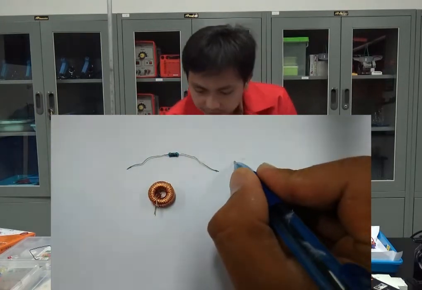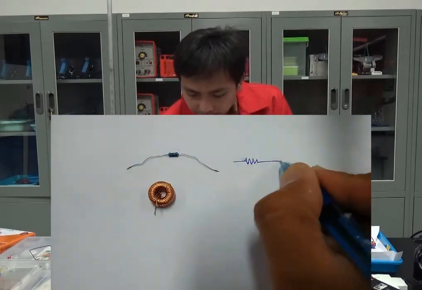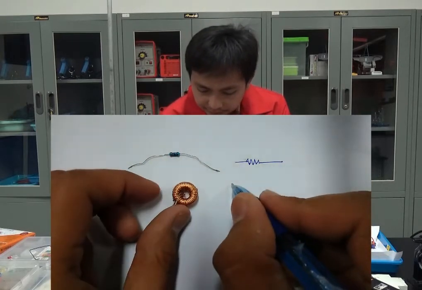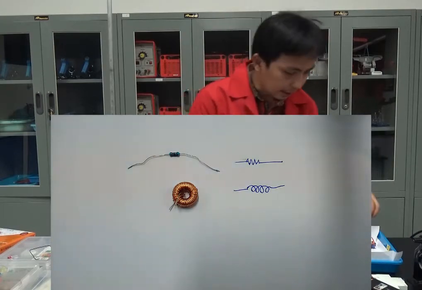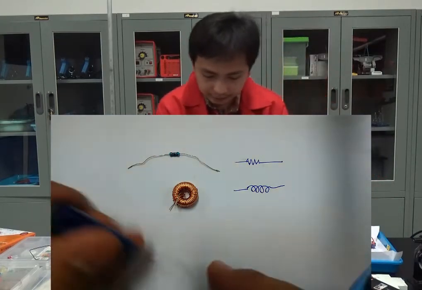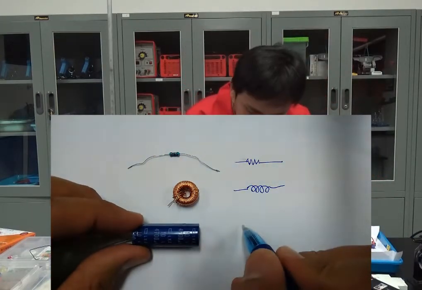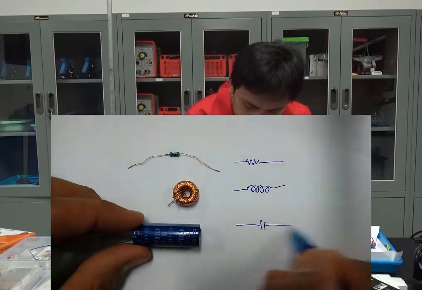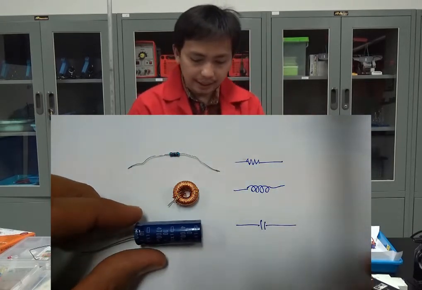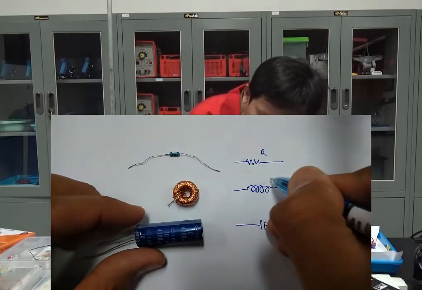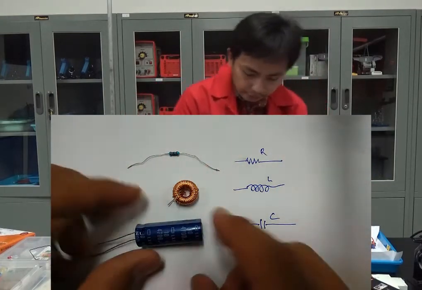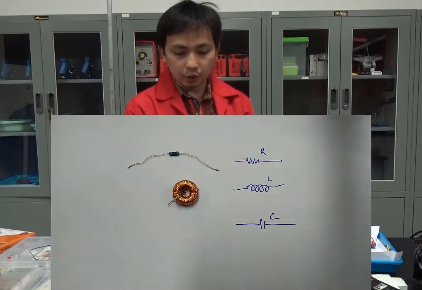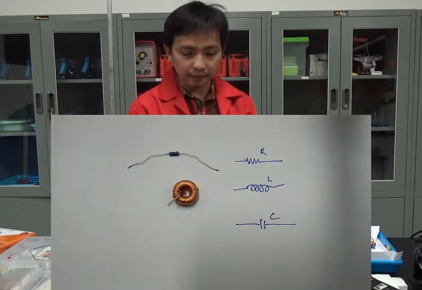We can draw the symbol like this. This one is for the resistor, this one the same for the inductor. Okay, and I have the capacitor. This one is the capacitor. RLC. Interesting, right? So how can we know how large the capacitor is?